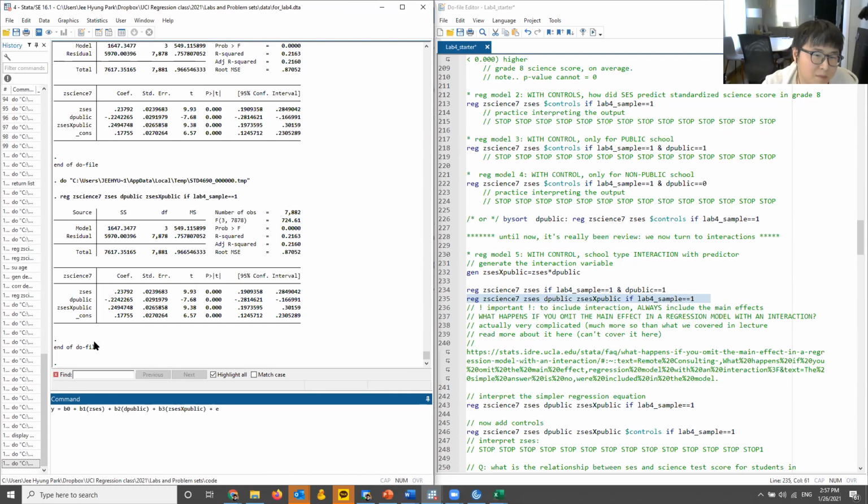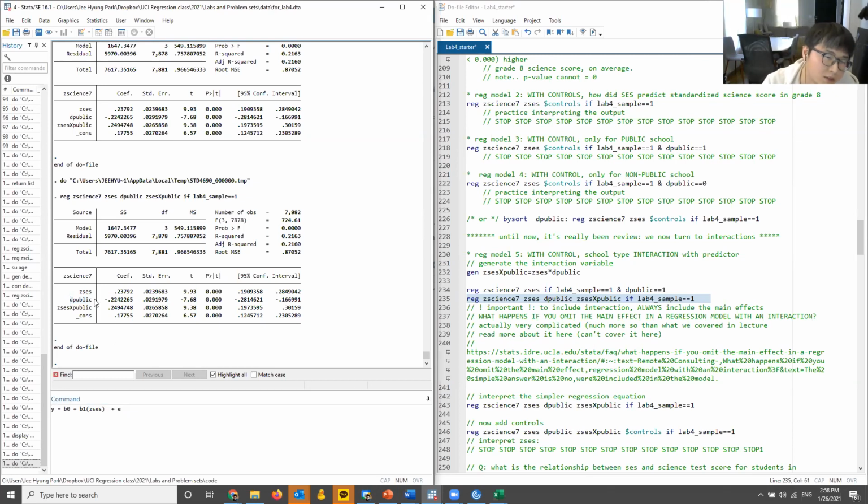For someone in private school, for D public, they get a 0, right? And for someone in, again, private school, they're going to get a 0 here. But remember, this is ZSES times D public. This is what we're really looking at in terms of the equation. If I multiply this by 0, this entire thing becomes 0. Are you with me? Yeah. And so this is also 0, and what you're left with is just ZSES.